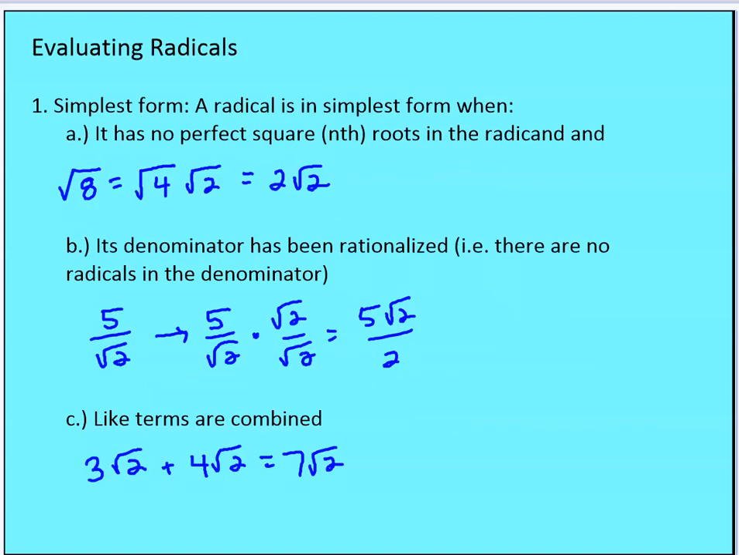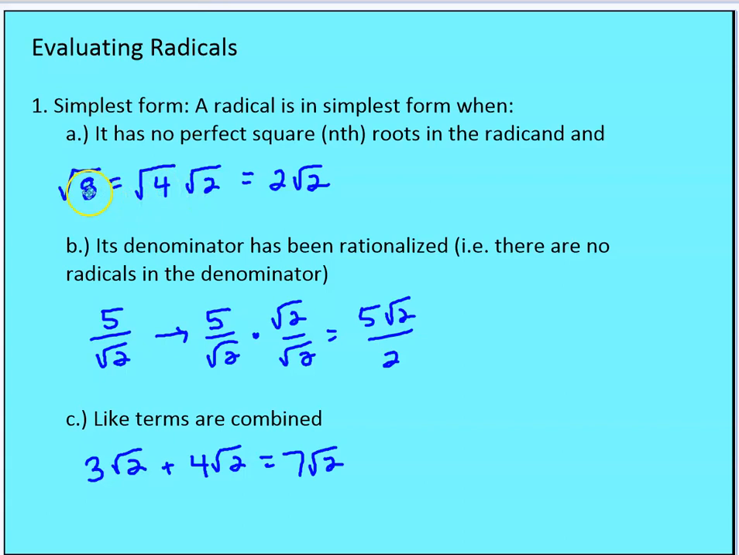A simplest form of a radical is a radical which has no perfect nth roots or square roots in the radicand. So if I take a look at the factors of the radicand, the square root of 8, I have a factor that's a perfect square, and that's 4. I take the square root of this, and I end up with an integer value of 2.